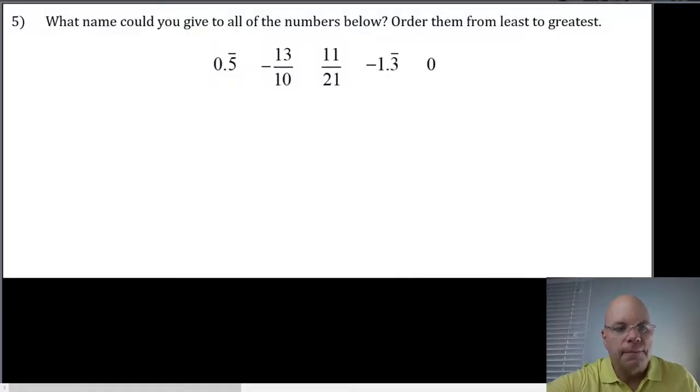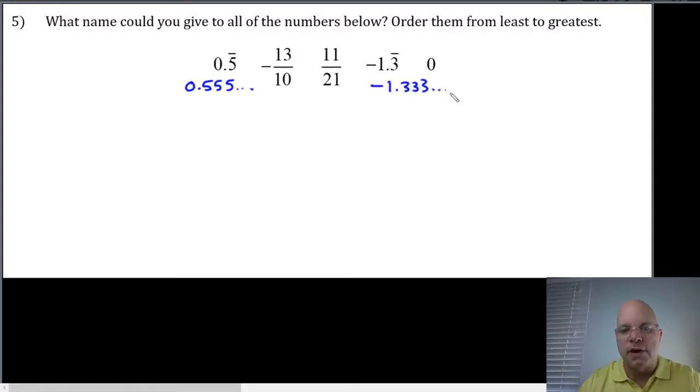Problem number 5. What name could you give to all of the numbers below? Order them from least to greatest. What you need to recognize here is that all of these decimal numbers, because of the bar notation, these are repeating decimals. Just like this one, negative 1.333, and the 3's go on forever.